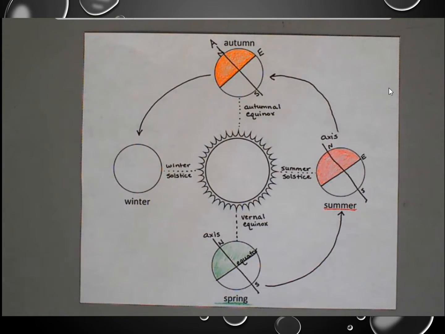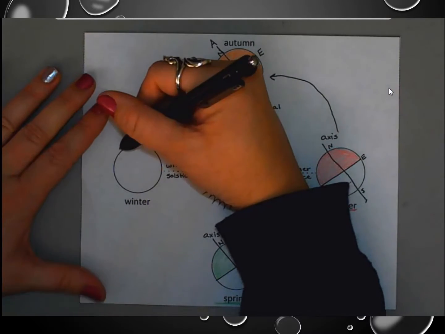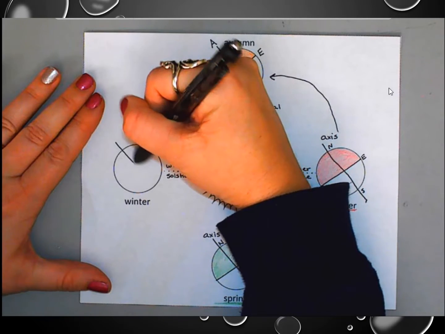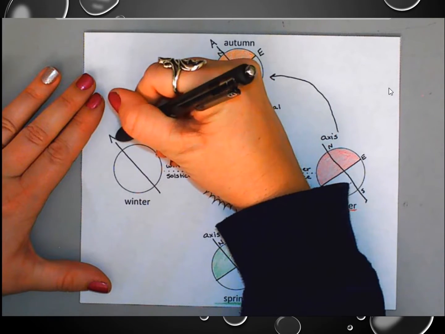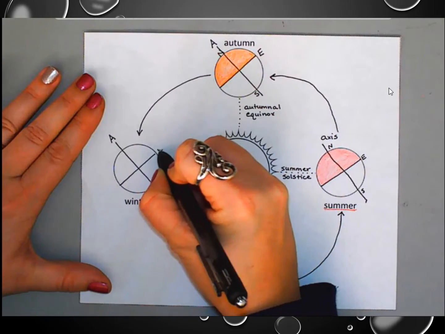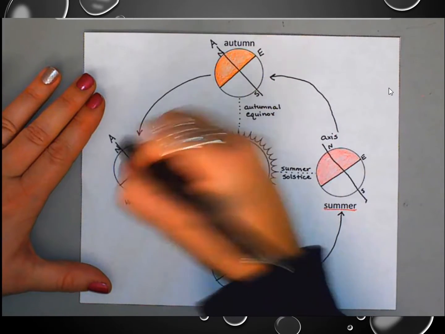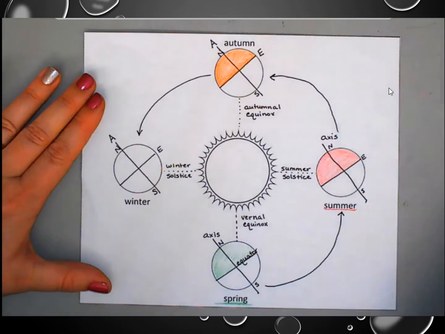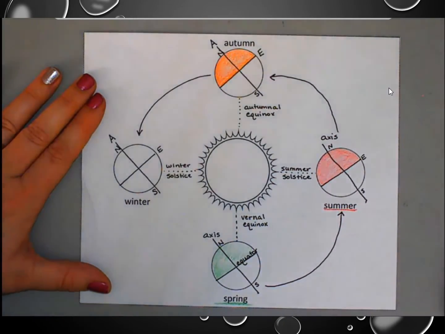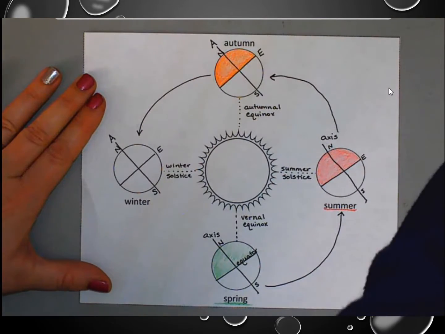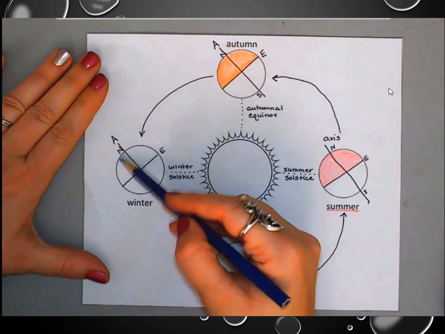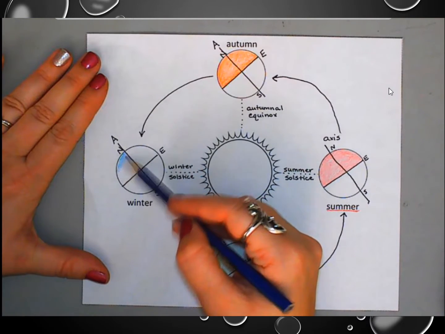So we're going to draw our model. We've got our axis and our equator. We've got our northern hemisphere and our southern hemisphere. And now I'm going to use blue. Where's the blue? There it is. I'm going to use blue for winter.